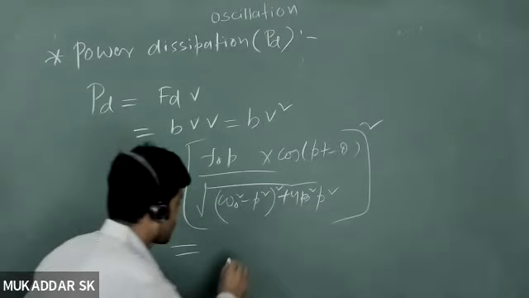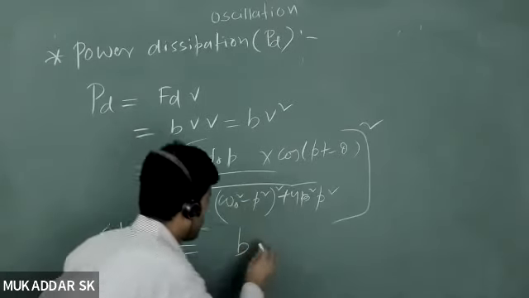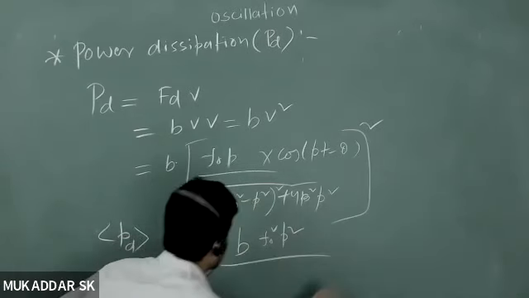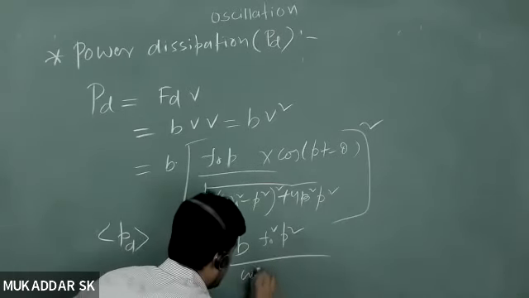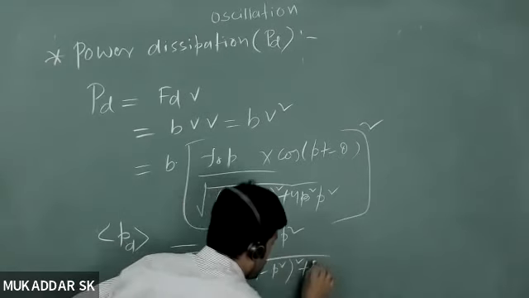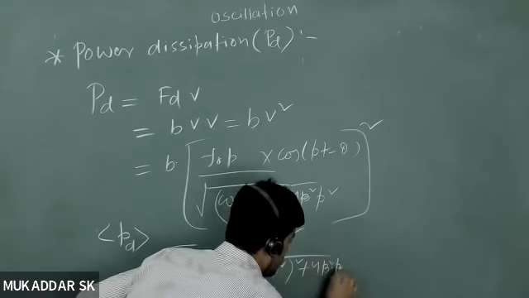So it will be how much? P, and you have F naught square P square divided by omega naught square minus P square whole square plus 4 beta square P square.